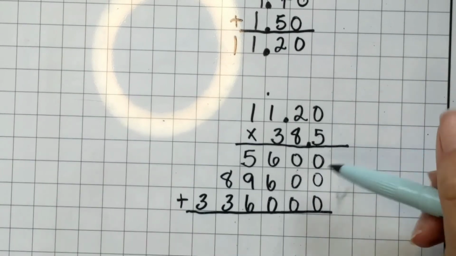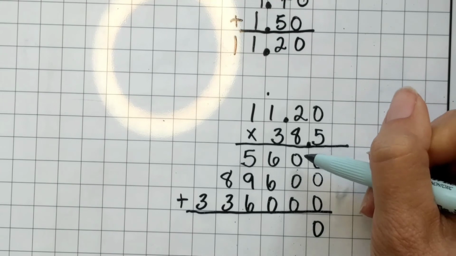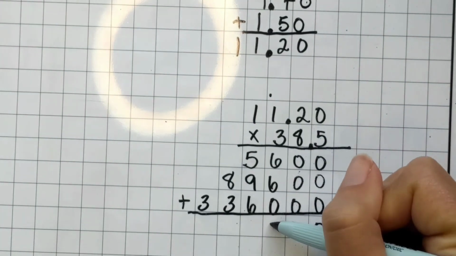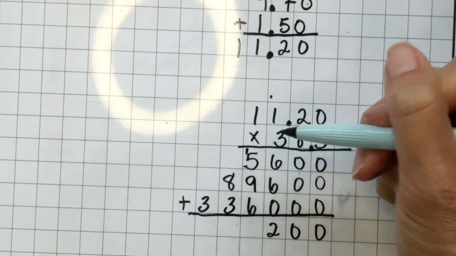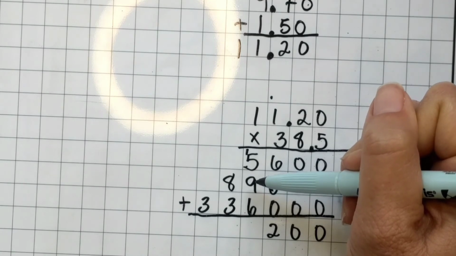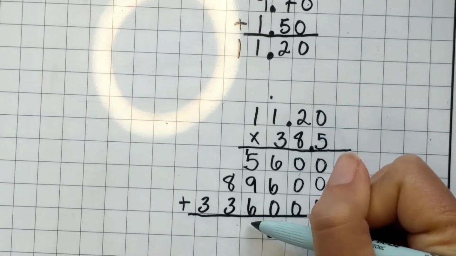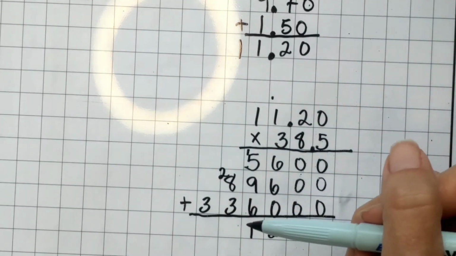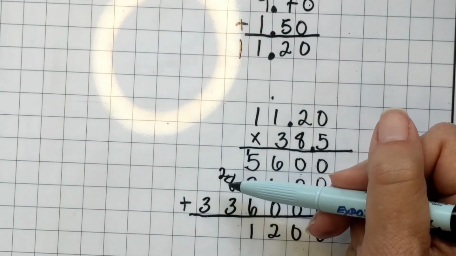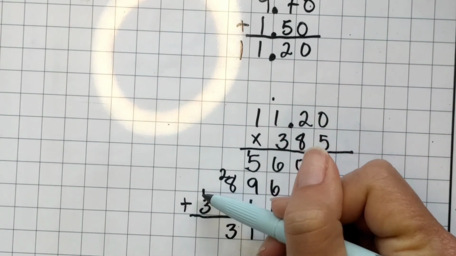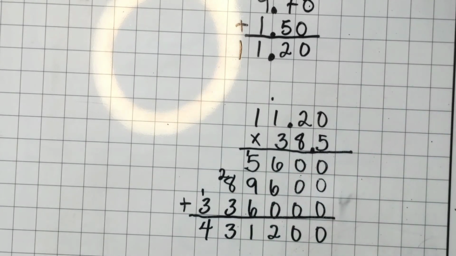Now we add. All zeros. 6 plus 6 is 12. Regroup the 1. 1 plus 5 is 6. Plus 9 is 15. Plus 6 is 21. Regroup the 2. 2 plus 8 is 10. Plus 3 more is 13. Regroup the 1. 1 plus 3 is 4. Now where does that decimal go?